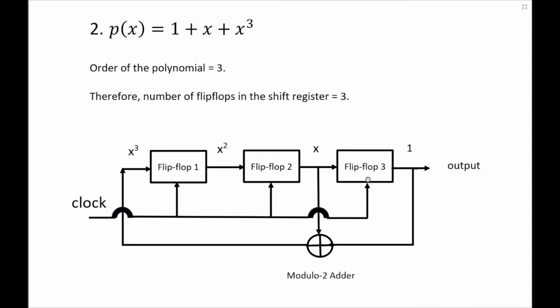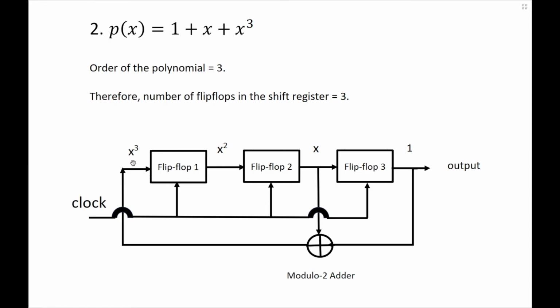Then according to the first convention I just discussed, I will label the output as 1 and then I move left by increasing the degree of x. So this will be x, this will be x square, this will be x cube. I also have shown a common clock here just to indicate that all the flip-flops work on a common clock. Lastly, let us now see how the feedback path is generated.